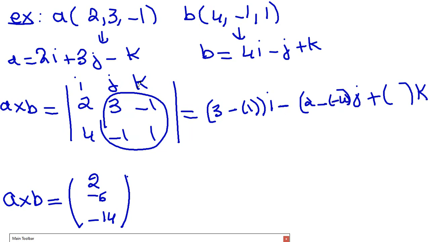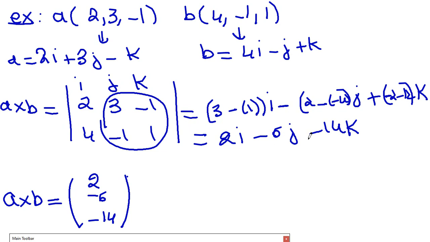And then the last one, k, I ignore this line: 2 times -1 is -2, minus 4 times 3, 12, so it's -12. Then I just do the operations. 3 minus 1 is 2i. Minus 2 minus -4 is 2 plus 4, it's 6, and because I have a minus here, it's -6j. And then I have -14k.